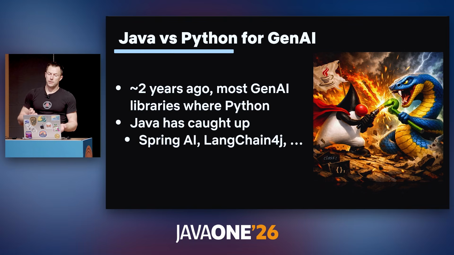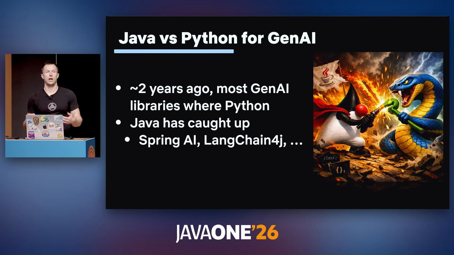Now, since we're talking about GenAI, how does Java fit into this new world of GenAI compared to Python? Well, to be fair, maybe two years ago or so, Python was just a lot better at doing GenAI. Not because of the language, but because of the libraries that were developed in Python. There were just a lot more libraries available to do GenAI things than there were in Java.